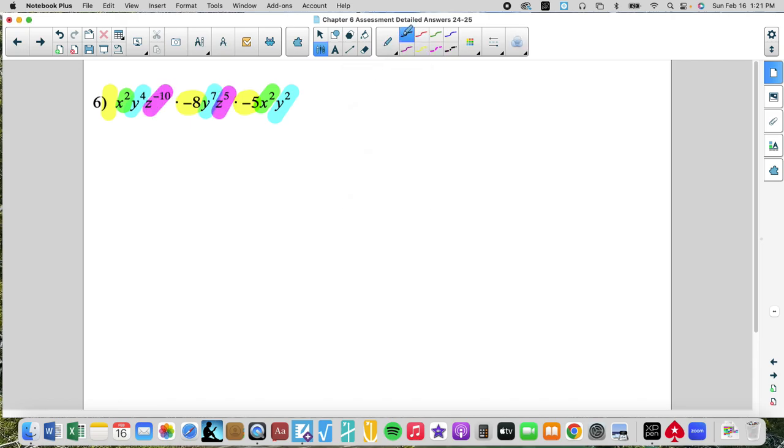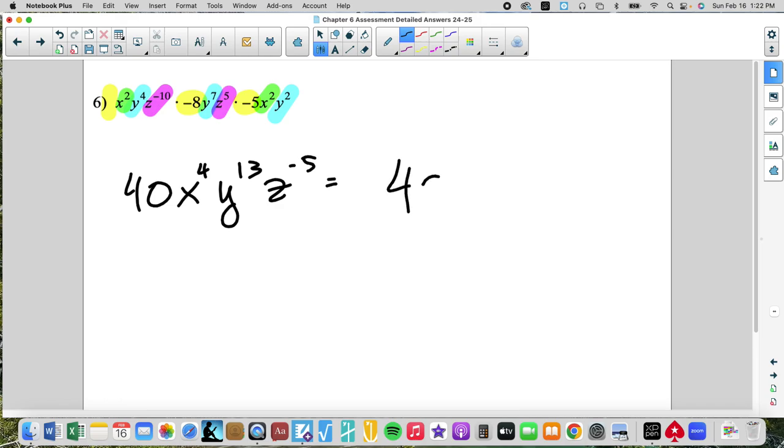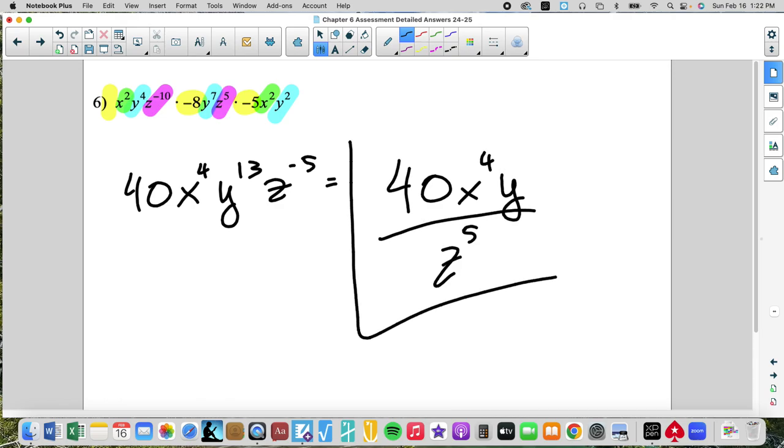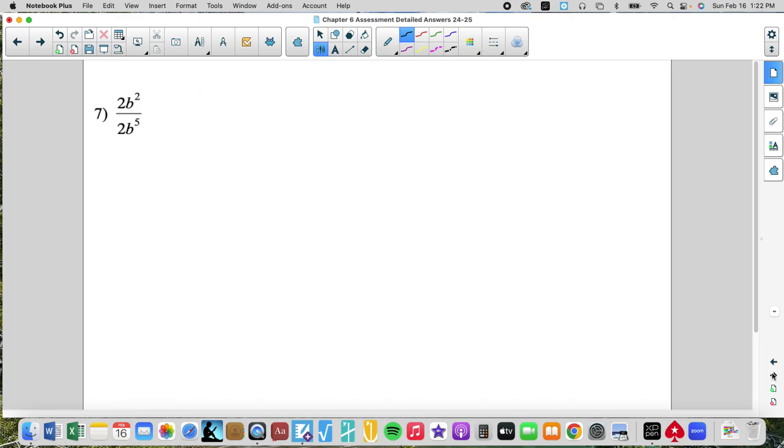Coefficients, 1 times -8 times -5 is 40. X to the 2nd, x to the 2nd is x to the 4th. Y to the 4th, y to the 7th, y to the 2nd is y to the 13th. Z to the -10, z to the 5th is z to the -5. And we just have to deal with that negative exponent. If we change it from negative to positive, we change its location. All of these pretty much are mental math up until this point.